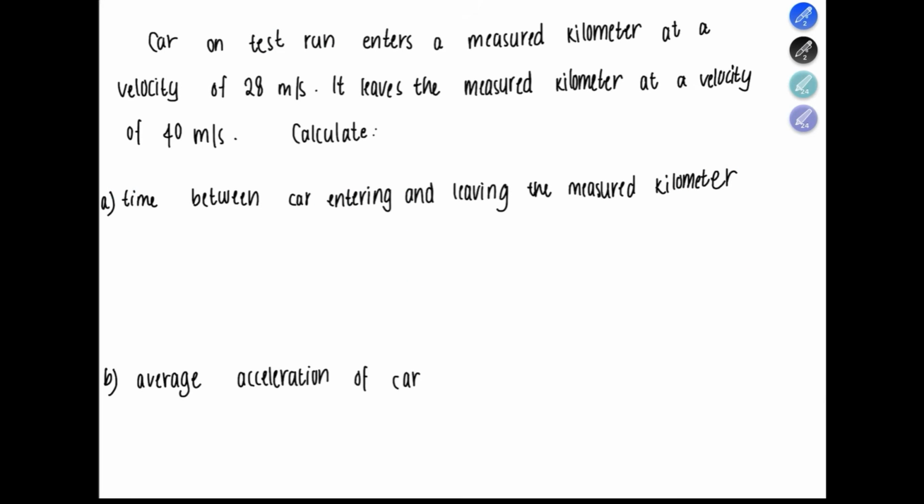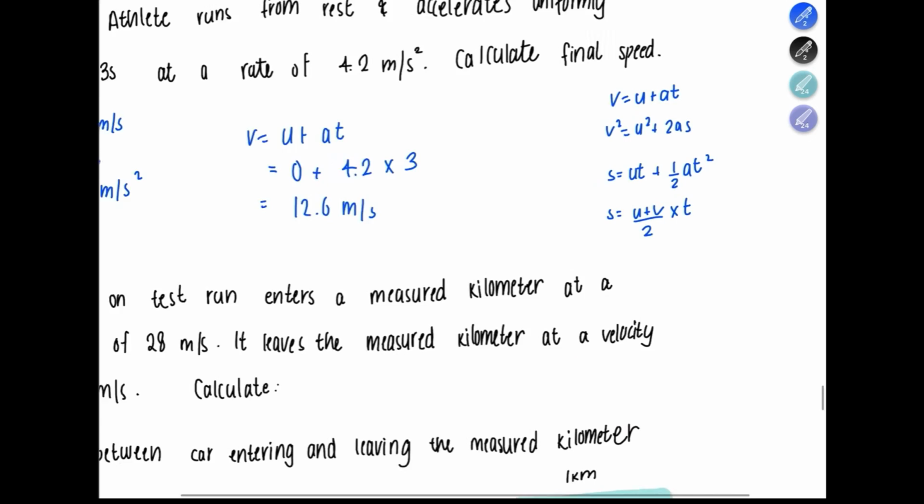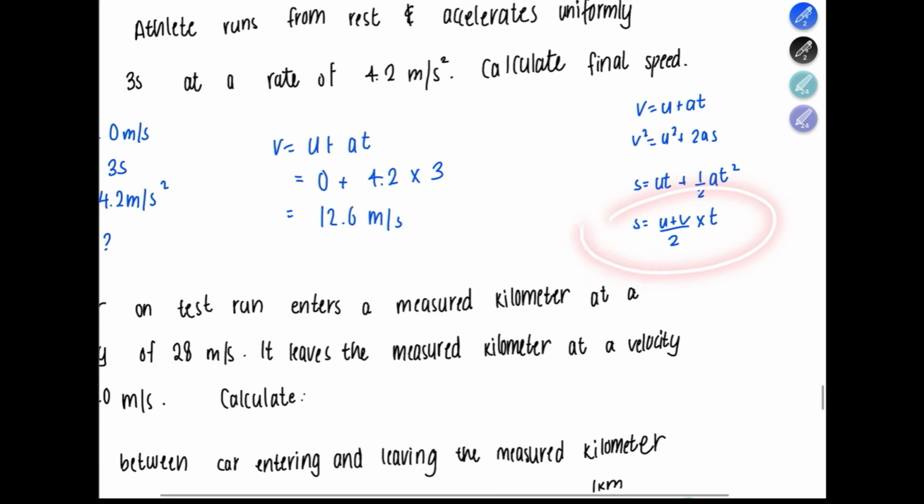Alright, so the next question is that a car on test run enters a measured kilometer at a velocity of 28 meter per second. It leaves the measured kilometer at a velocity of 40 meter per second. So this question says that there is a measured kilometer. That means there is 1 kilometer where the car enters at an initial velocity of 28 meter per second and it leaves with a final velocity of 40 meter per second. Calculate the time taken between car entering and leaving the measured kilometer. So we have the distance and we have velocity, and we need to find the time. If you can see, we can use the last equation.